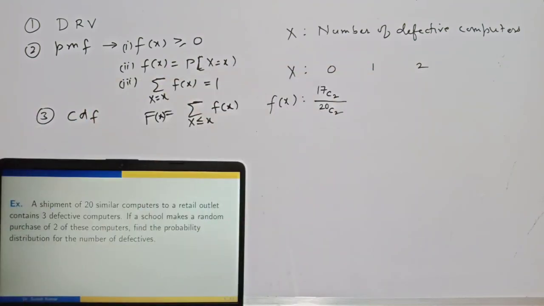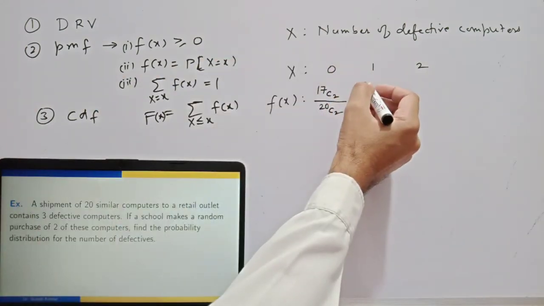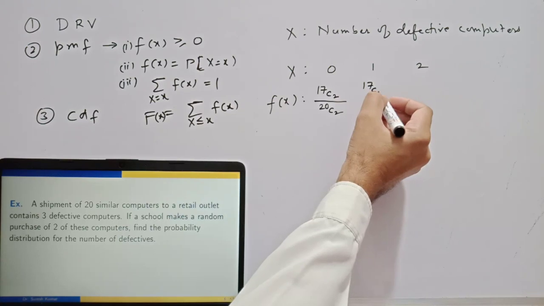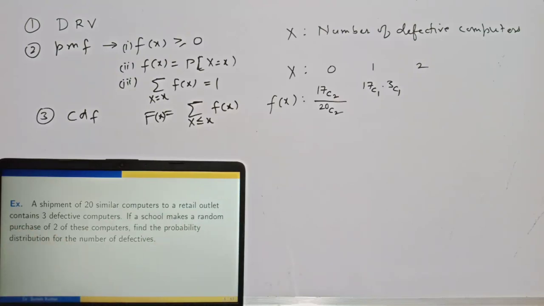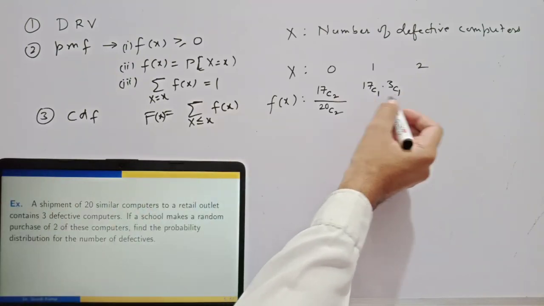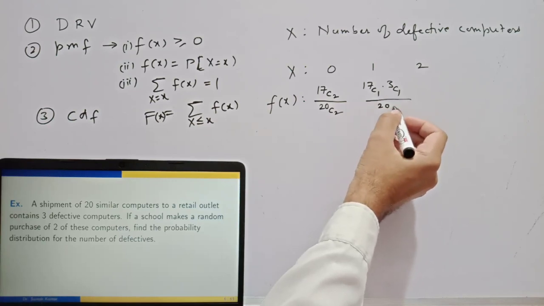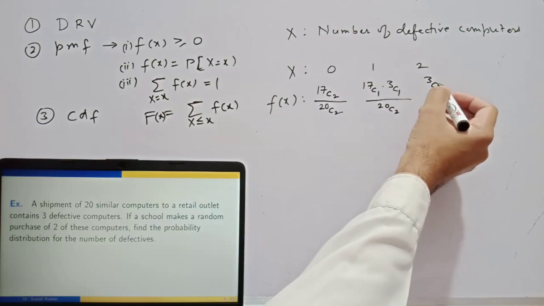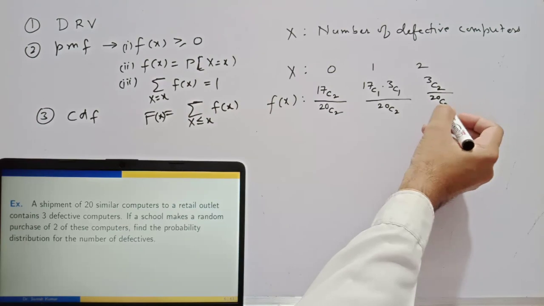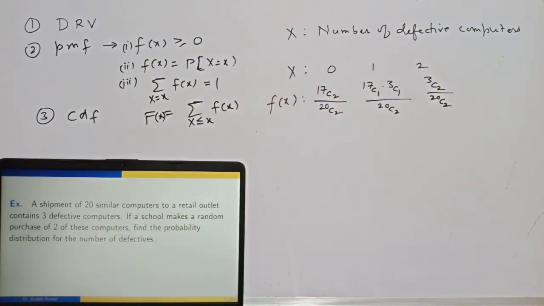X equal to 1 means 1 defective, 1 non-defective: 17C1 into 3C1. There are 3 defectives, 1 defective is coming, 1 non-defective. So these many ways divided by 20C2. For x equal to 2, both are coming from the 3 defective computers. So this is the probability. You can calculate it further. Okay, so this is the probability distribution in this case. Calculations are given here, you can verify.